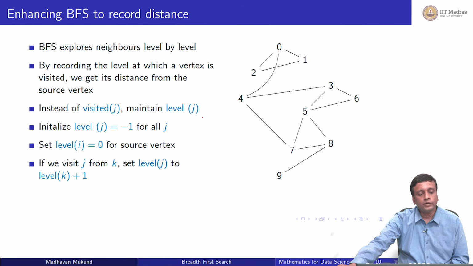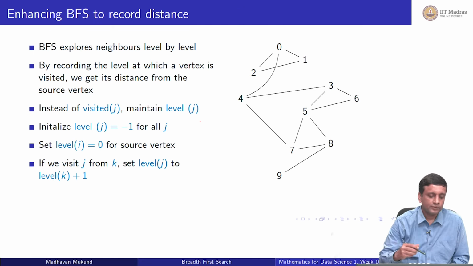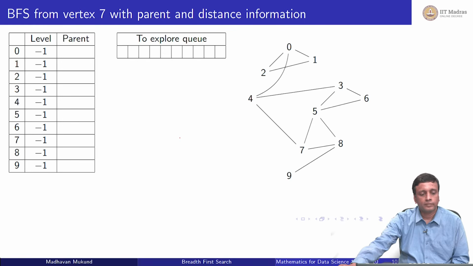Otherwise, what I do is I set level to be 0 for the source vertex, assuming that I am starting from i, and whenever we visit a vertex j from vertex k, we already have a level assigned to k, so we assign the level of j to be the level of k plus 1. It should be clear that because we are doing this level by level, the length of the shortest path in terms of number of edges that we have to travel is given by the level. So if I look at the level of j, I know exactly how many edges I need to take to get from i to j. There might be longer ways, but there is no shorter way.